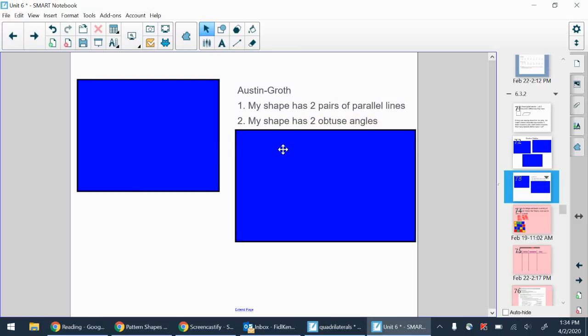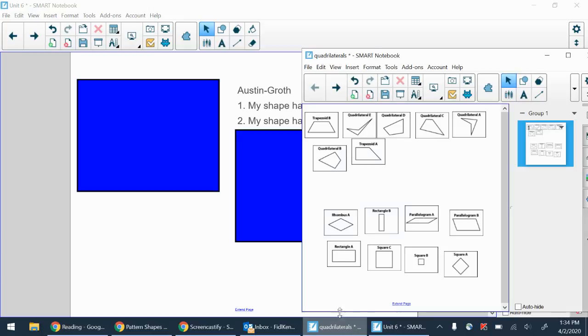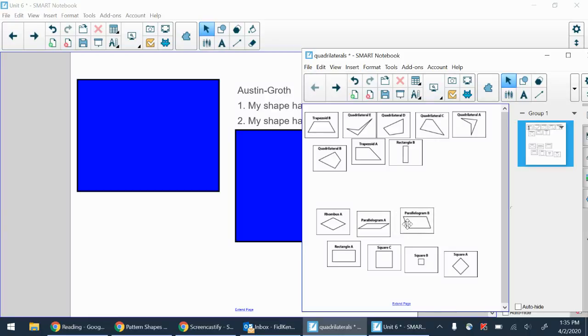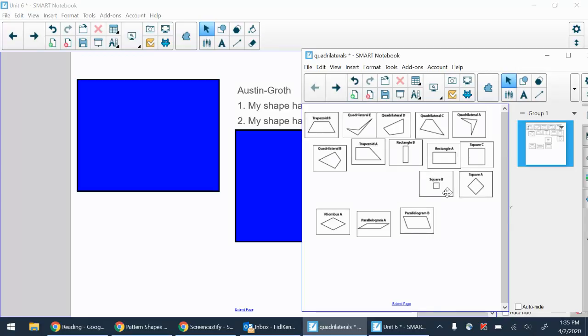My shape has two obtuse angles. So remember, obtuse angles mean they're really wide angles. All right, rhombus A, yep, this angle and this angle are both obtuse. Rectangle B, only right angles, so it's not going to be that. Parallelogram A, oh, there's an obtuse angle and there's an obtuse angle. Parallelogram B, oh, there's an obtuse angle and a second obtuse. Rectangle A, oh, only right angles, so it's not that. And squares only have right angles, so it's not going to be any of the squares. So it's either going to be a parallelogram or the rhombus.